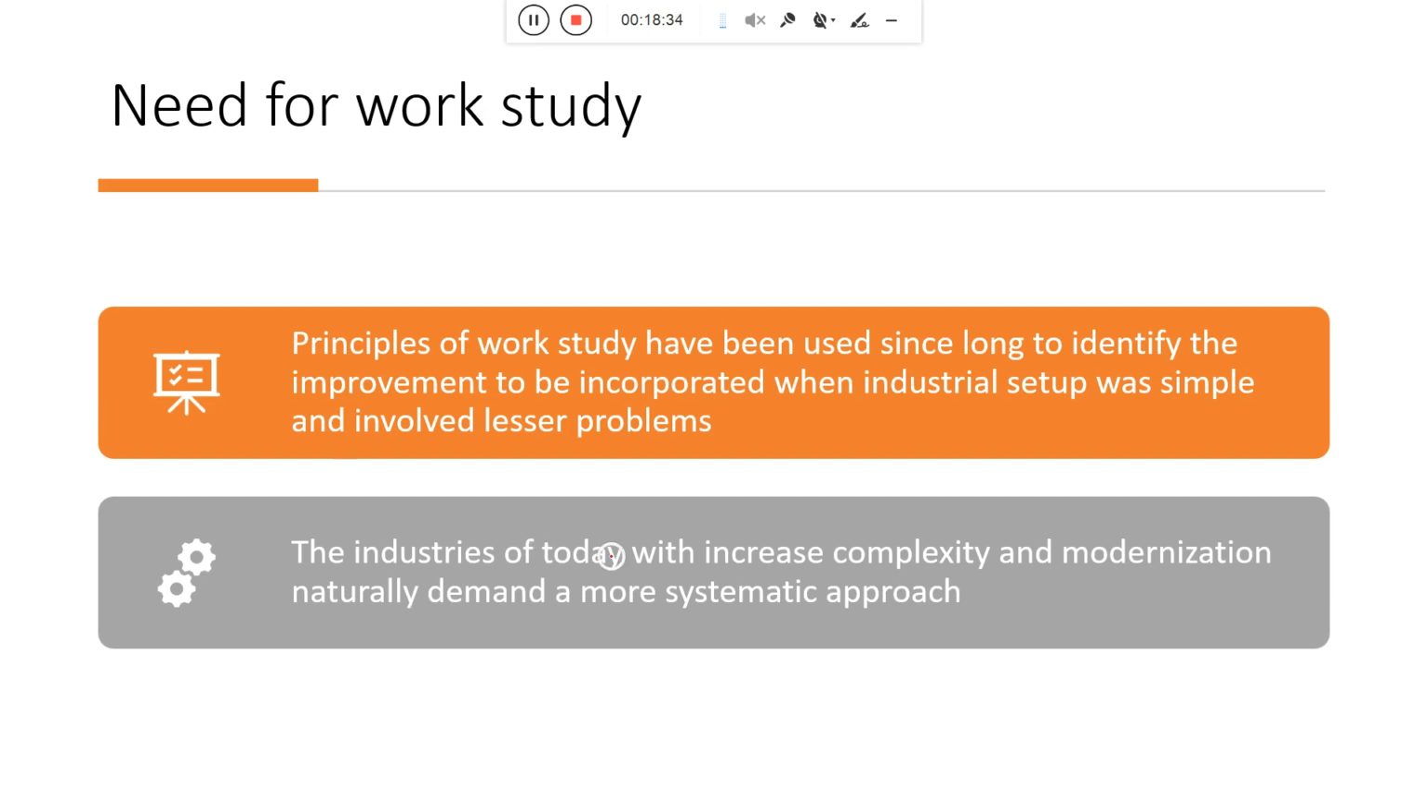Because the industry of today, with increased complexity and modernization, naturally demands a more systematic approach. And what is the systematic approach of work study? Everywhere there is a systematic approach. In value engineering there is also a systematic approach, as we discussed in the earlier session. Here also you need to apply a systematic approach. How to apply this systematic approach in any organization, we will discuss in the coming session. We will even take some case studies, so you can understand these concepts in a practical manner.